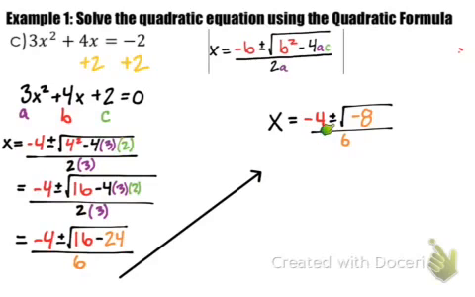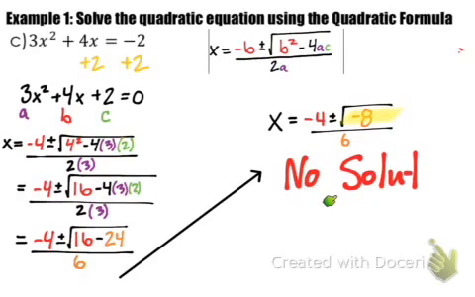And now from this point, if what you find underneath the square root sign is negative, that means you're not going to have a real solution. You're actually going to have something called an imaginary solution, which you'll learn in Algebra 2. So this is no real solution.